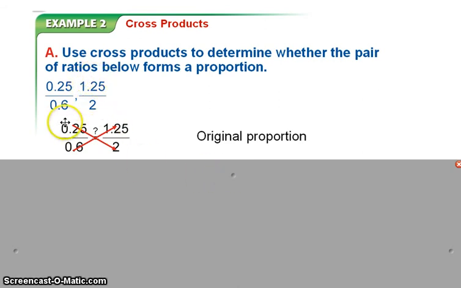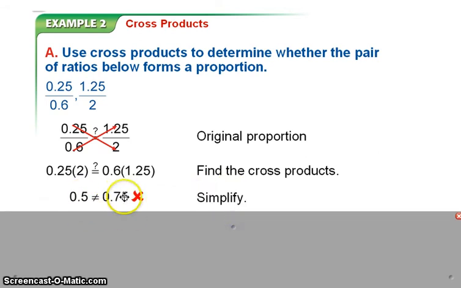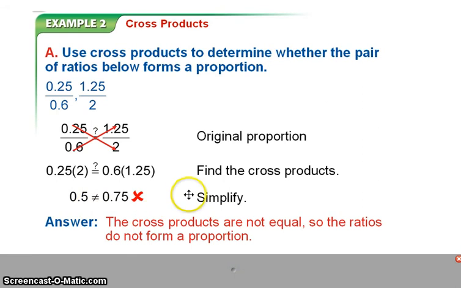So we're going to multiply 0.25 times 2 and 0.6 times 1.25. Okay? When you multiply that out, you can see that they're not equal. Okay? So, because their cross products are not equal, the ratios do not form a proportion. They are not proportional. And that is your means and extremes.